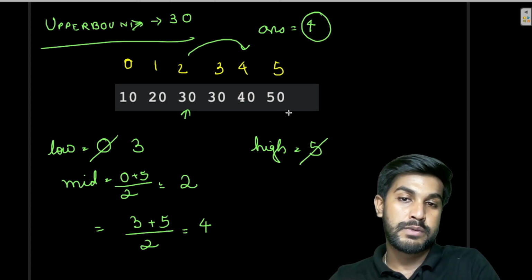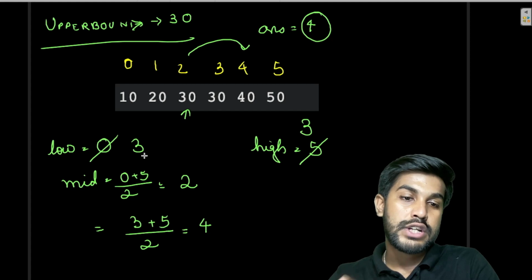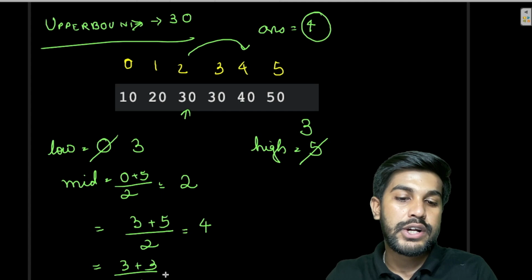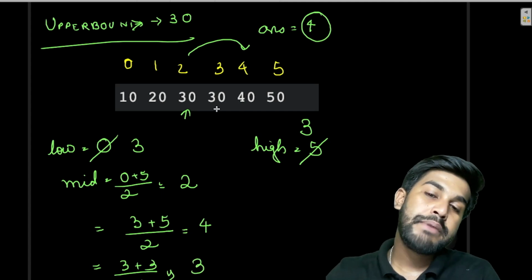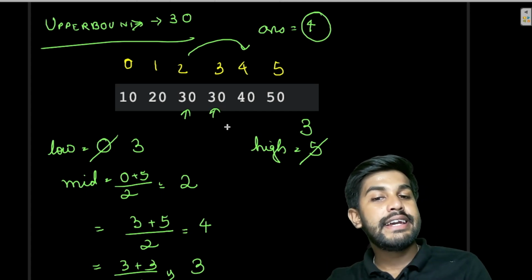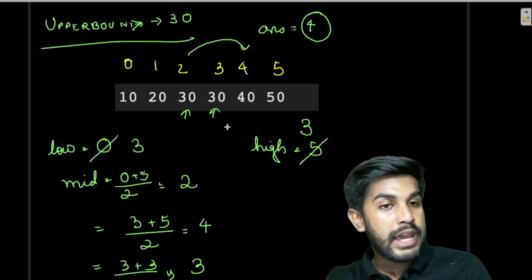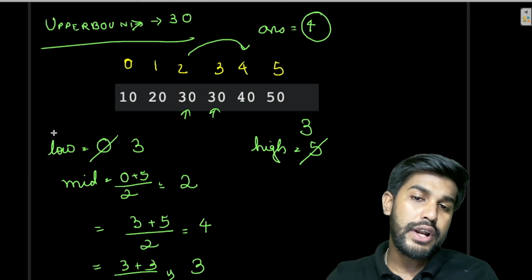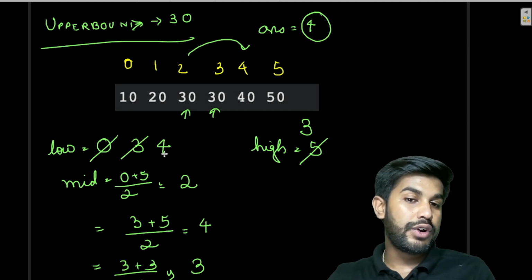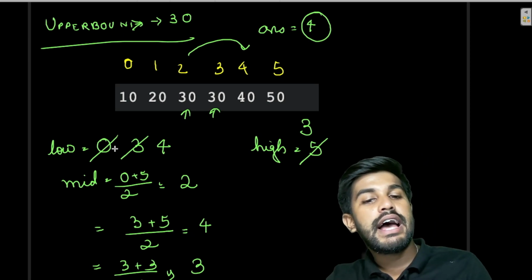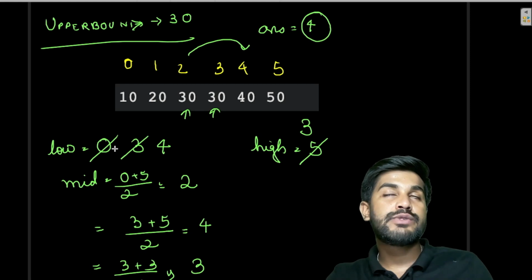So now 3 and 3. 3 plus 3 divided by 2, which is 6 divided by 2, that is 3 itself. Let us compare the value at 3. Again 30 is less than the target, so this time low would be mid plus 1, that is 4. So now 4 and 3. At this point, low is becoming higher than high. That is why at this point we won't be doing anything.